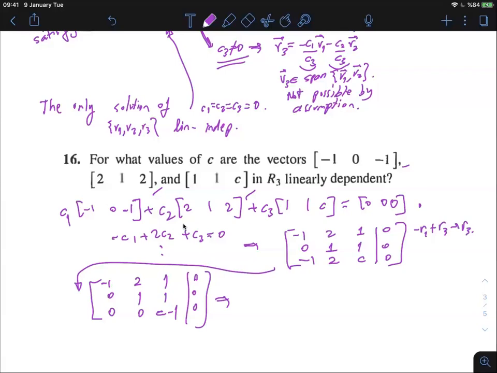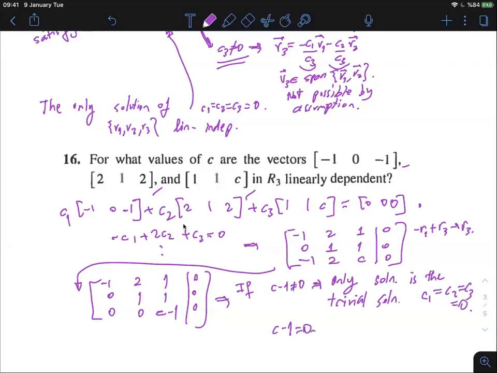Okay, so if C minus 1 is not 0, the only solution is the trivial solution. What is the trivial solution? C1 equals C2 equals C3 equals 0. And the other case is if this guy is 0, then this equation will have infinitely many solutions. So infinitely many solutions means there will be non-trivial solutions as well.